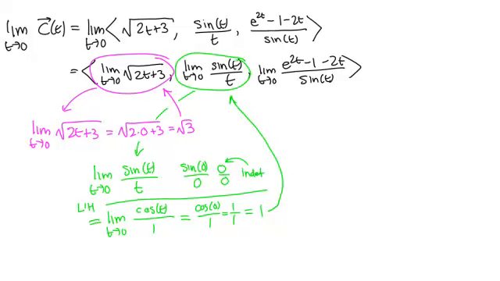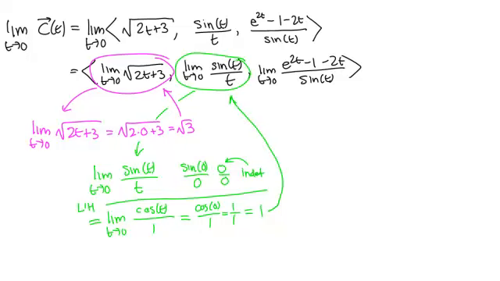Lastly, let's take a look at this third component right here. So we'll compute the limit as t tends to 0 of (e to the 2t minus 1 minus 2t) over the sine of t. So if we plug in t equals 0, we're going to get e to the 0 minus 1 minus 0 over the sine of 0. Sine of 0 is 0. e to the 0 is 1. So we get 0 over 0 again. This is an indeterminate form. It means I have to go and apply L'Hopital's rule.